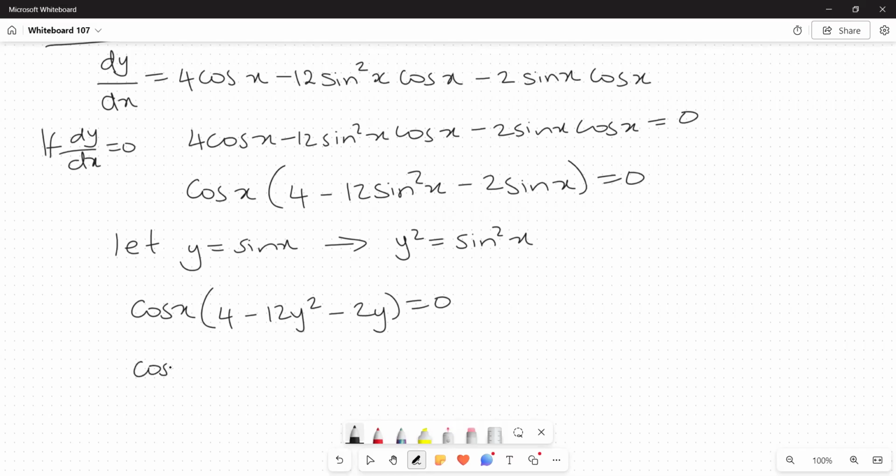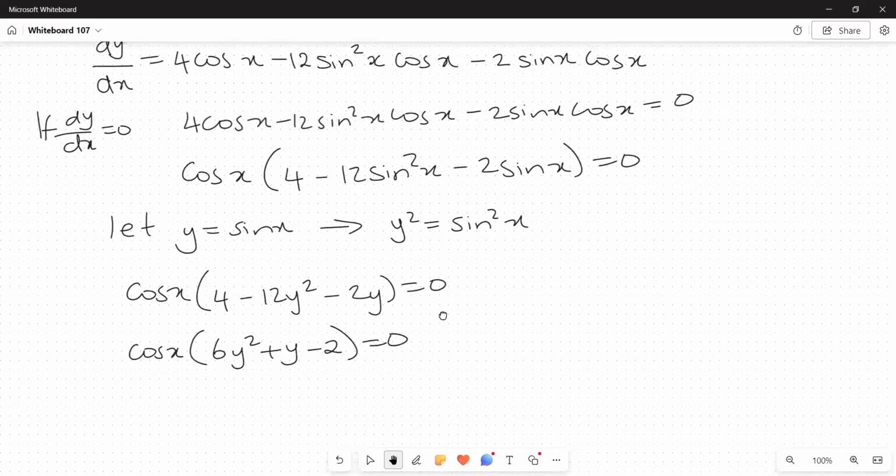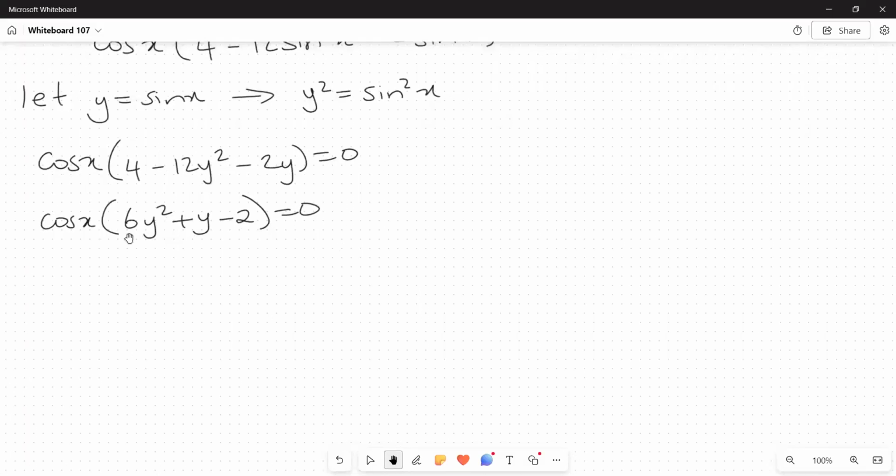So I will have, dividing by negative 2, 6y squared. Then divide this one by -2, I have positive y. And then divide this by -2, I get -2 is equal to 0. Okay, then we want to factorize this one. Look for two numbers which, when we multiply them, the answer is -12, and if we add them, the answer is 1. So that is 4 and -3. So we can factorize.